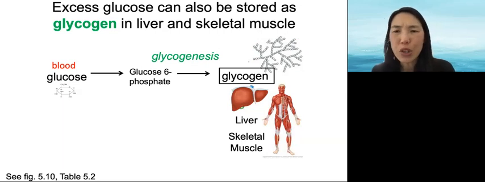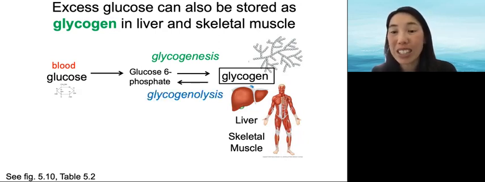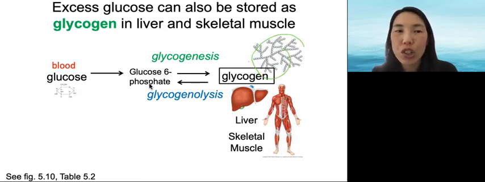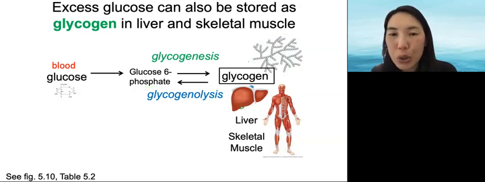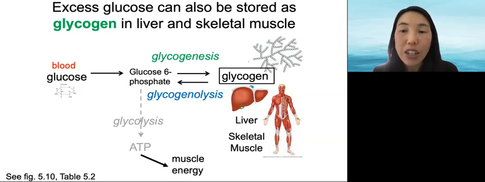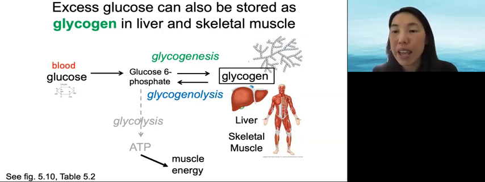Now, let's say you go for a run and now your muscles need to use that glycogen as energy. It needs to break it down. So then we will go through the process of glycogenolysis, which is the reverse of what we just did. It breaks glycogen back down into glucose 6-phosphate, and that can be directly used in glycolysis to then go into the citric acid cycle to make ATP in muscle cells, so muscles have energy to contract.